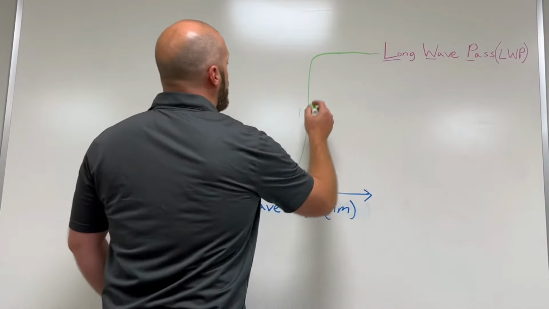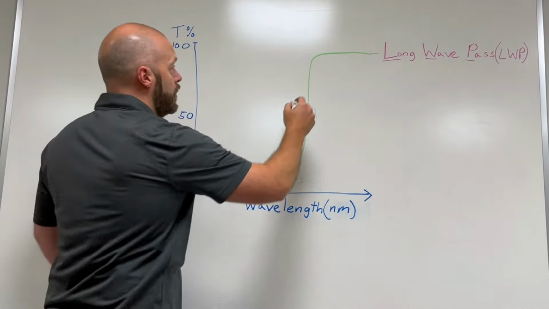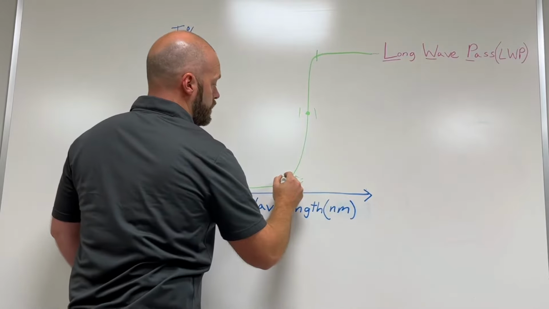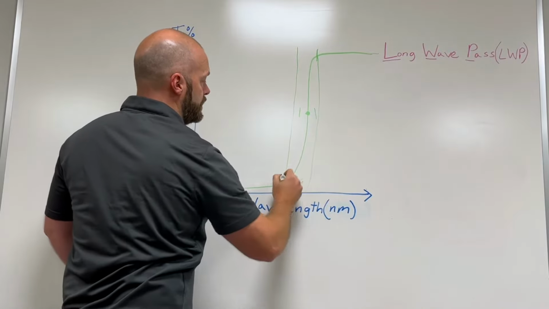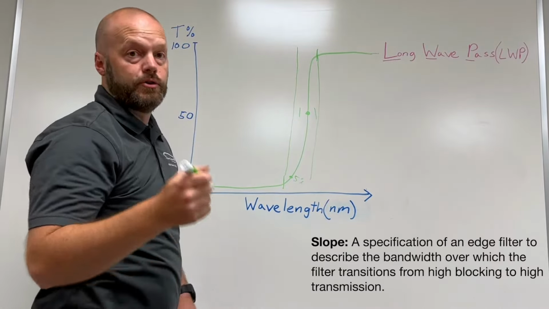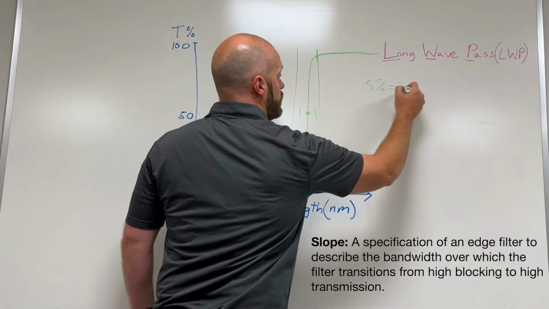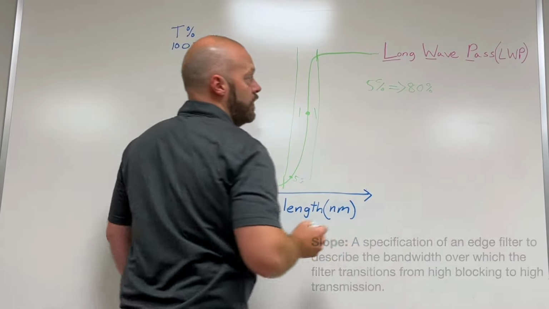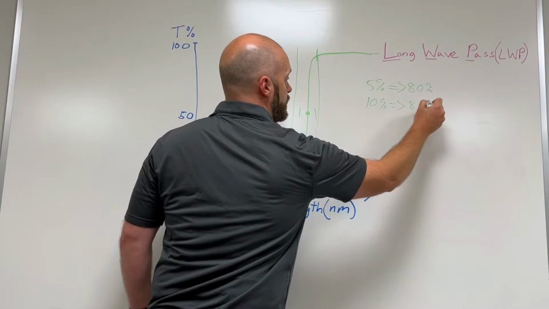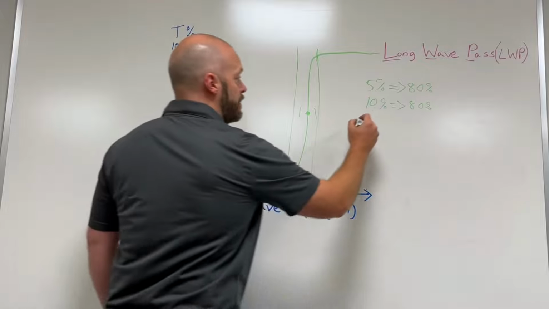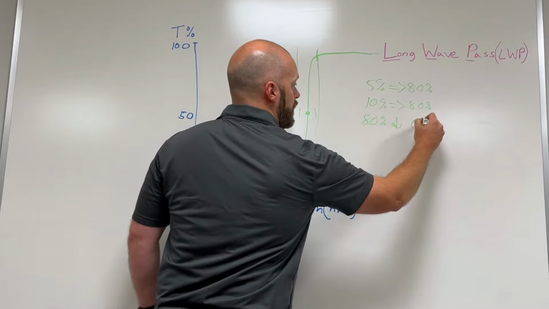Now, this region right here is called the transition region, where you're going from high T to low. A lot of the times, the specification here is called slope. Your slope could be defined as 5% to 80%, or 10% to 80%. And occasionally it's specified from going from your 80% point down to an optical density.